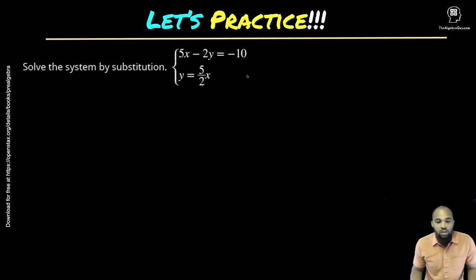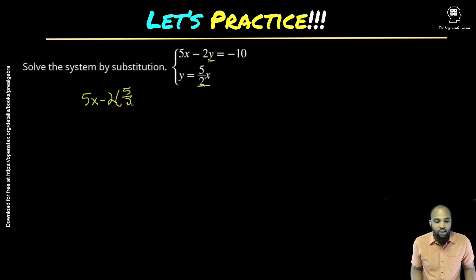All right, let's solve this system. Should be easy. Well, they already gave us y equals. So we're going to just plug that 5 over 2x in place of my y here. So let's rewrite that as 5x minus 2. So in place of this y, we're going to put 5/2 x, or 5 over 2x. That's going to equal negative 10 as we continue writing that equation out.